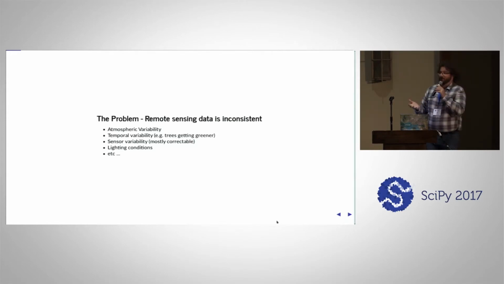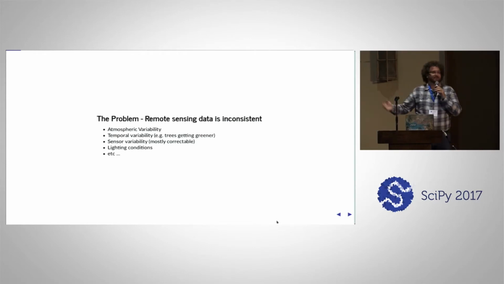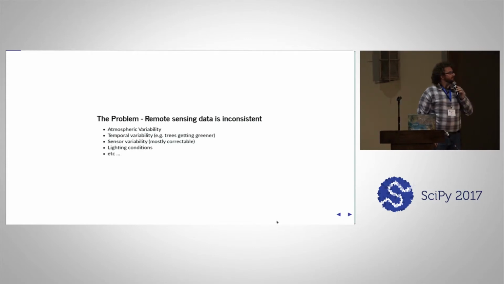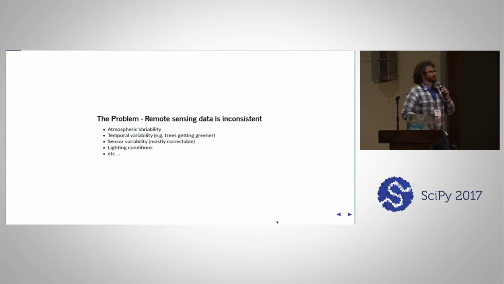Another thing is that you just have real changes. If we're making a mosaic, we may be using a month or 2 months or 3 months or a week. It can be a lot of different time spans of data, and things change in that time. Trees get greener, grass changes color, fields get brown. So there's this real change on the ground, and we need to make it look like it didn't happen in a lot of ways.